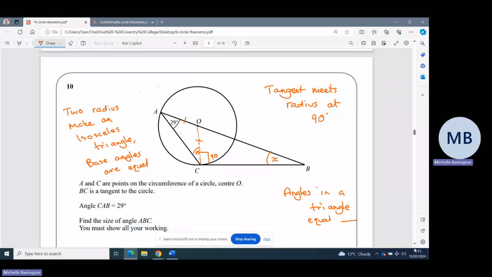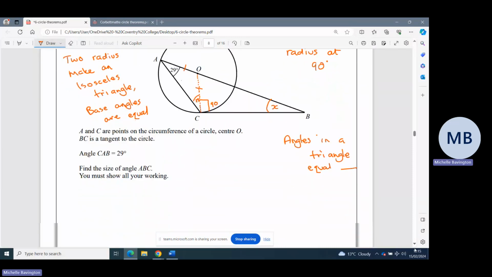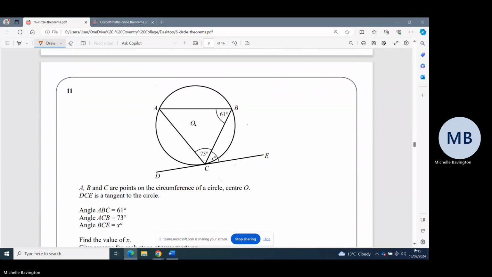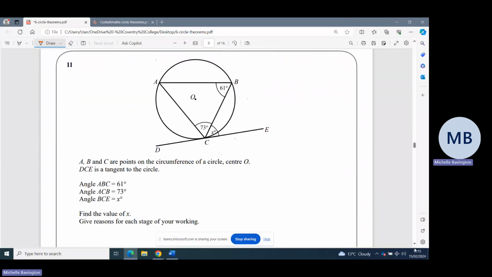Right, what we got? Like an alternate. Ha ha ha ha. Just said that.